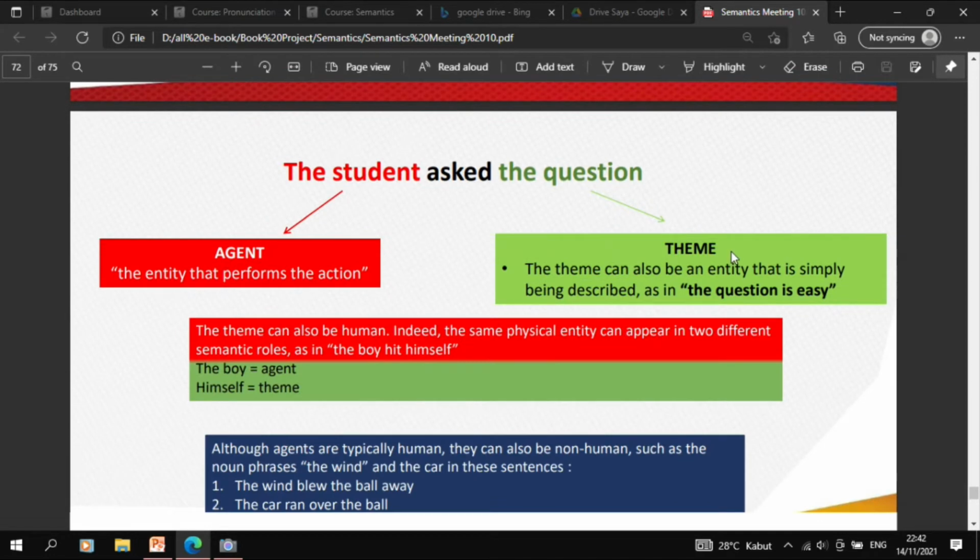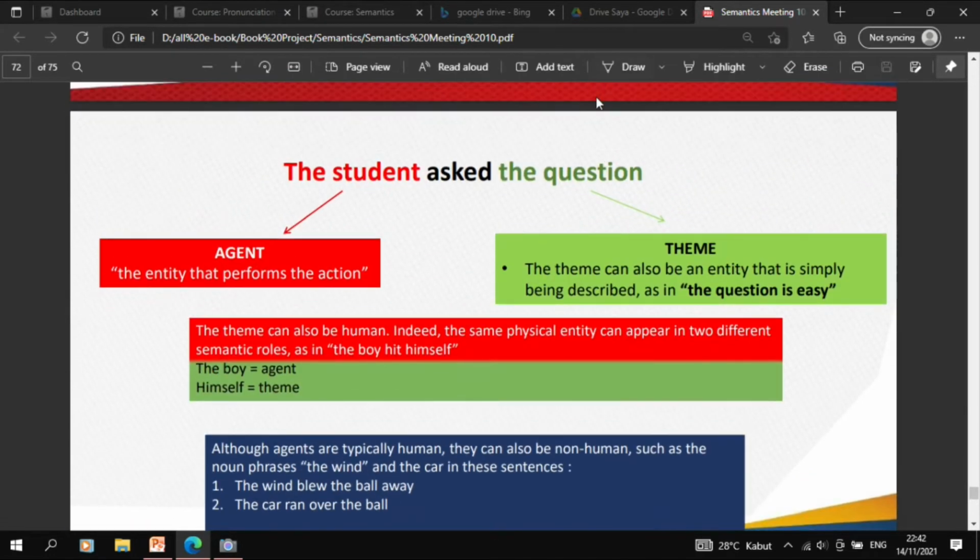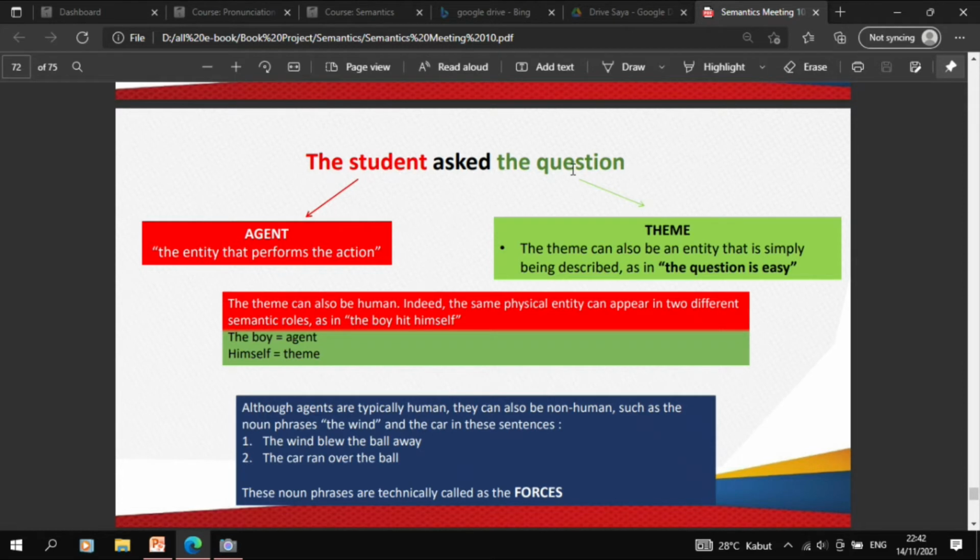Okay, the first role. Let me show you one sentence. So let's say this sentence: the student asks the question. So here, what we call an agent? The agent is the entity or the noun phrase itself that performs the action. So everything that performs the action, we call that agent.